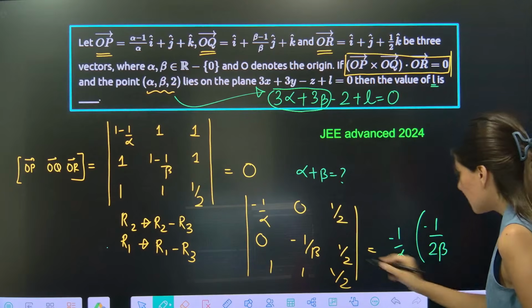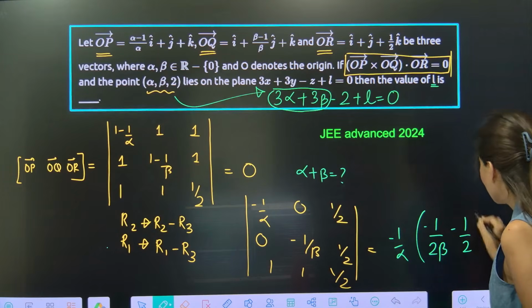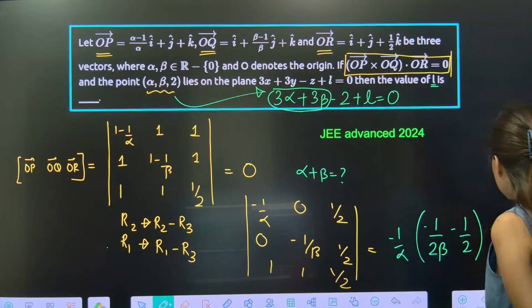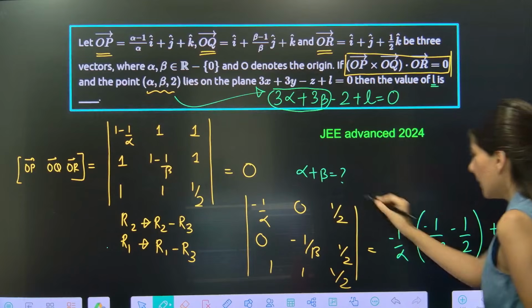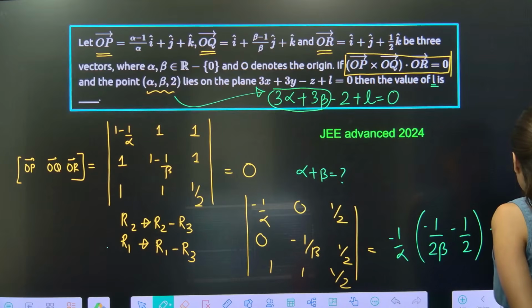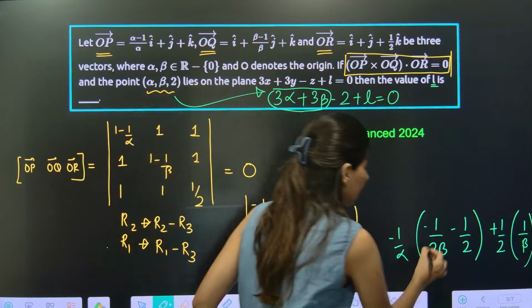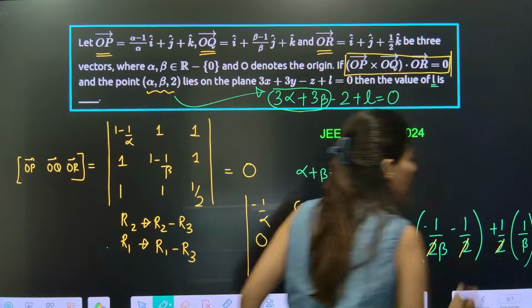Okay, yes, minus 1 by 2 beta, and this is minus 1 by 2, correct? 0 is gone, and then this is plus 1 by 2, plus 1 by 2, this is again 0, so 1 by beta. And this is equal to 0. This is what we are going to get. Clearly, this 2 is going to get cancelled out if we take it common.